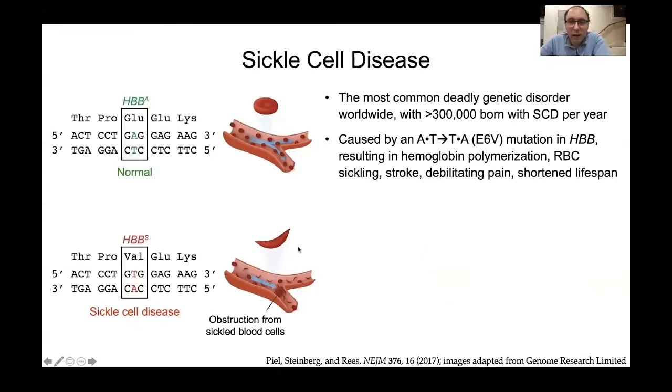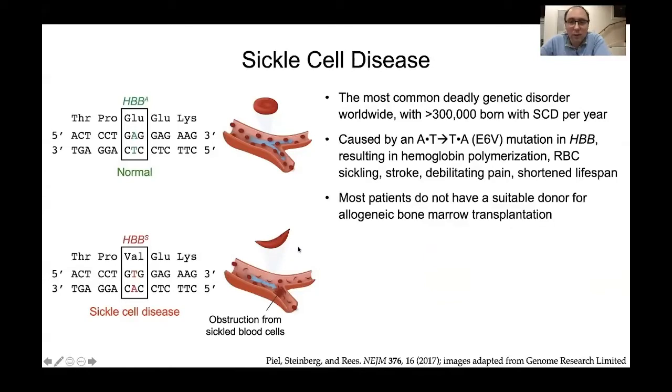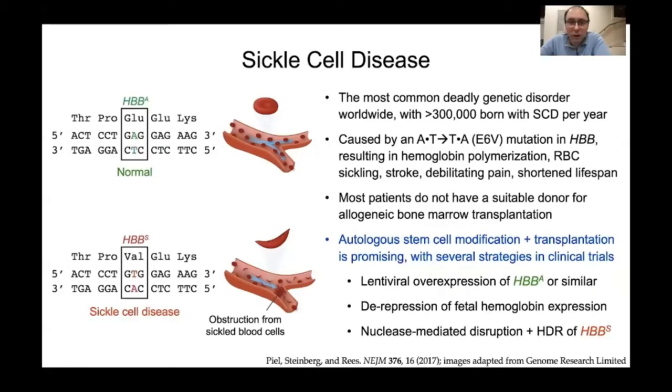Most patients do not have a matched donor for allogeneic bone marrow transplantation, and so many ongoing efforts, including ours, aim to modify a patient's own cells so they can be retransplanted back into the patient and cure the disease without any risk of graft versus host disease.